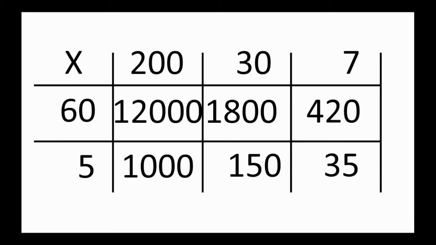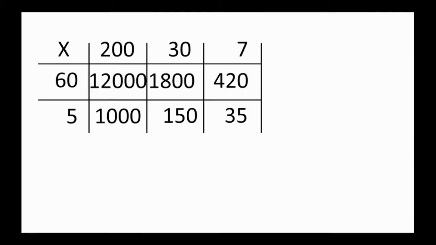Once we've got all of our answers into the grid, we then need to add up each of the rows of the answers. So we take the first row of answers and add those up. And we take the second row of answers and add those up.